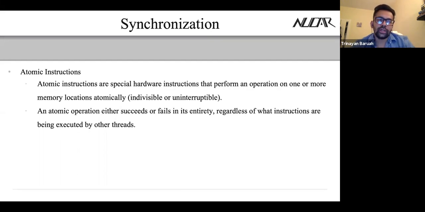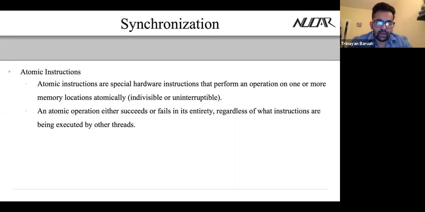So to do that, we need to understand the concept of atomic instructions. There's a very special set of hardware instructions, which are part of the instruction set architecture. They perform an operation on one or more memory locations atomically. What it means is that when you use these atomic calls, the hardware will provide a guarantee that the updates to that particular location will be correct, as would be if they were done in a serial fashion.